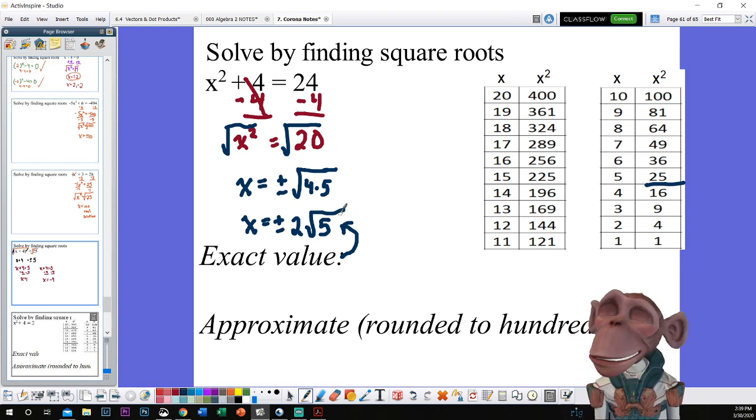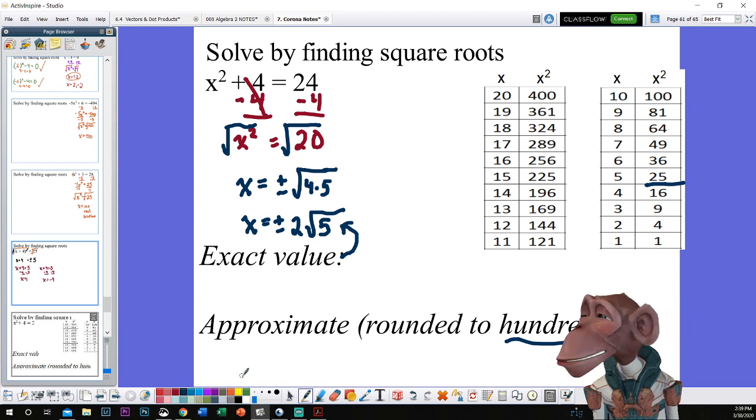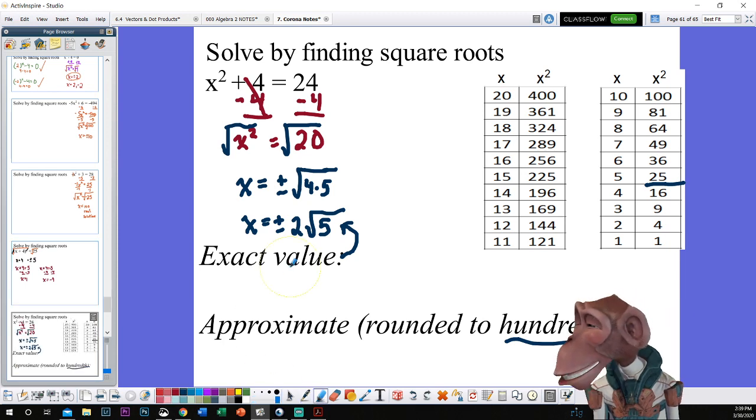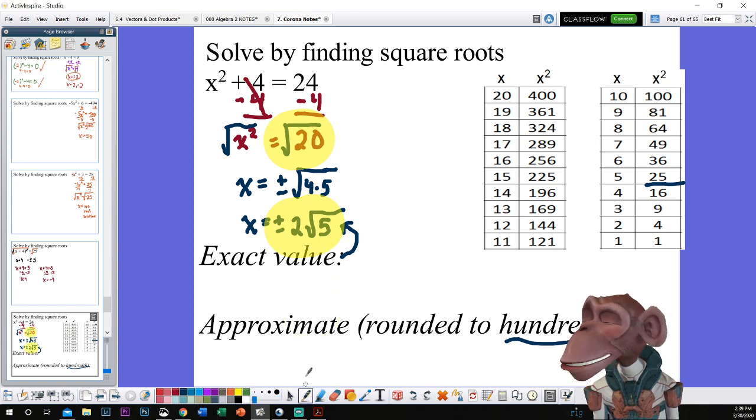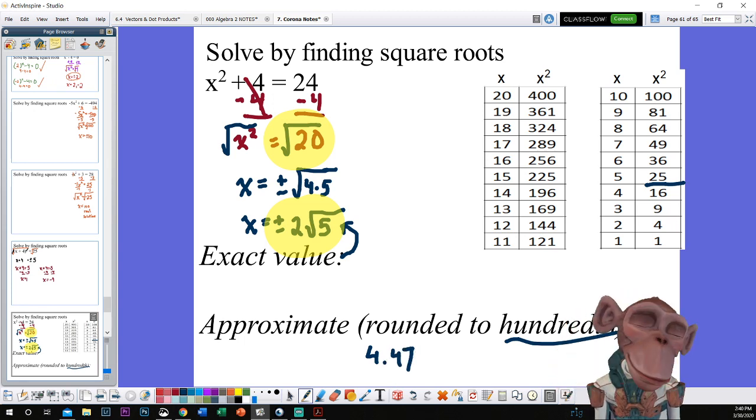If I asked you to approximate the value, this one's saying rounding to the nearest hundredth. So what I can do in the calculator is I can kind of check my answer actually. Right here, I have the square root of 20, and here I have 2 square root of 5. Both of them should give me the exact same decimal value. If they don't, then I screwed up reducing. So when I type that into the calculator, either the square root of 20 or 2 times the square root of 5, both of them will give me 4.47, rounded to the hundredth.